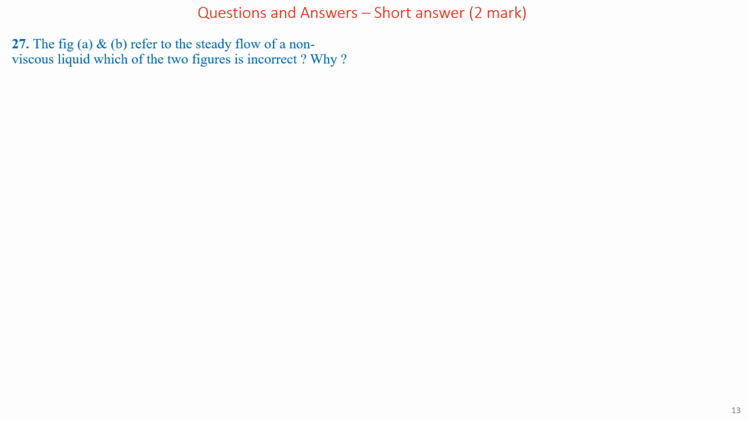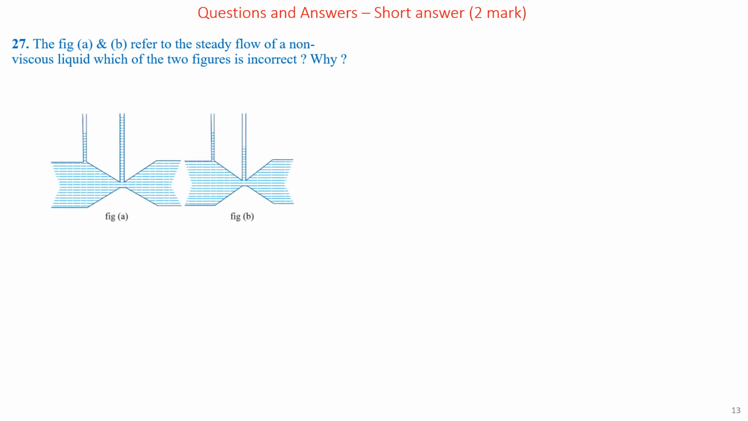Now we will take up short answers with 2 marks. Question number 27. Figures A and B refer to the steady flow of a non-viscous liquid. Which of the two figures is incorrect and why? Please note we have to identify the incorrect one and give the reasons thereof. Please see the figure. Figure A has liquid filled up to this level, whereas in figure B the liquid is filled up to this point. Here it is higher and here it is lower.